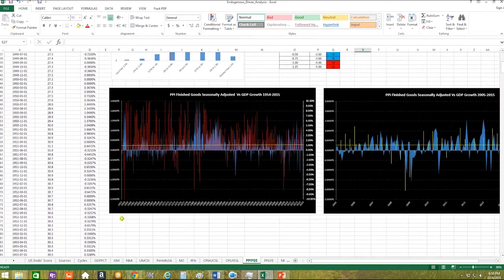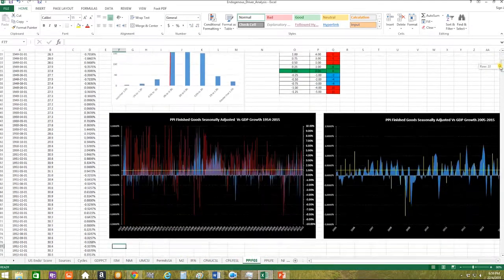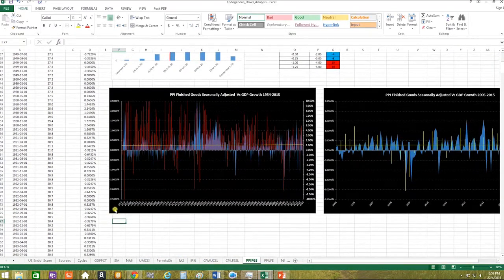And down here, again, we've represented the data pictorially for you, so you get a good sense of what we're looking at here. Here we're looking from 1957 onwards to present day, and this is the PPI finished goods seasonally adjusted against real GDP growth. And the data set does go back here to 1947, but we're looking at it here from 1957.